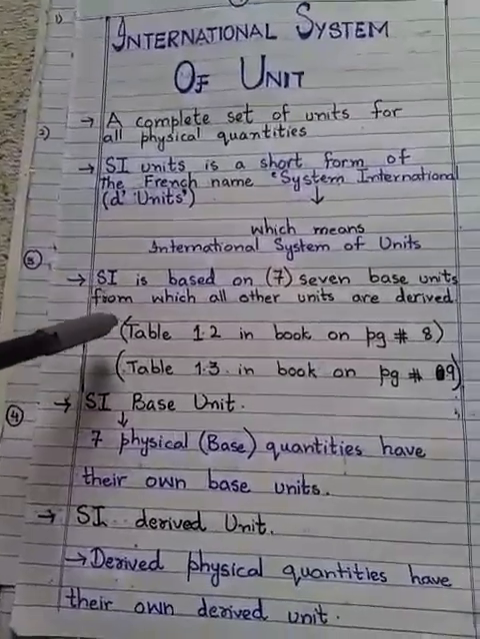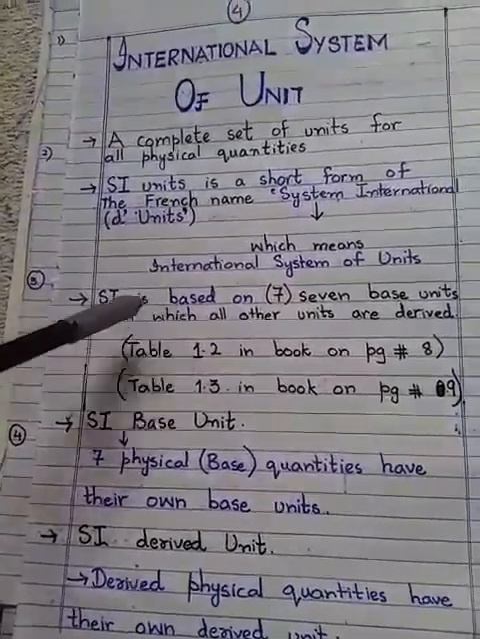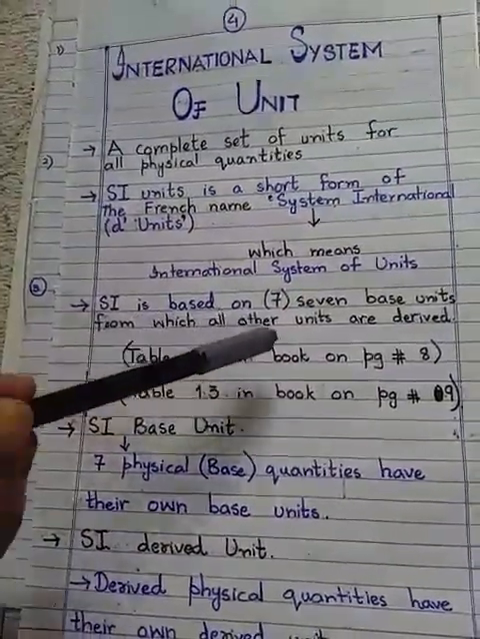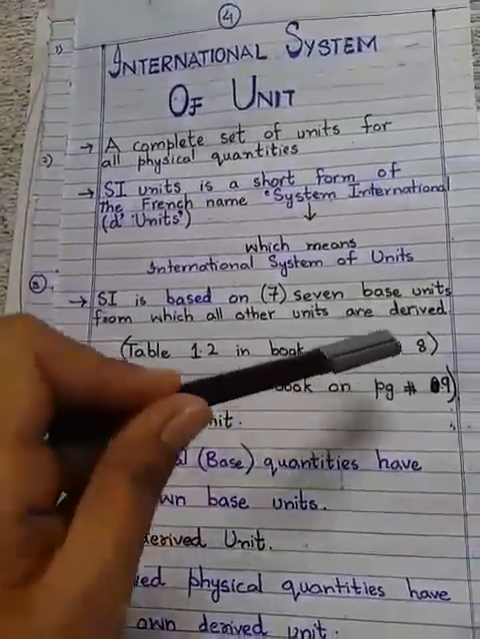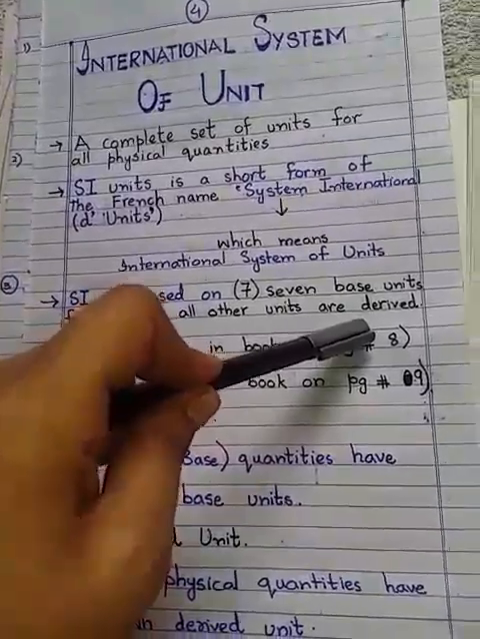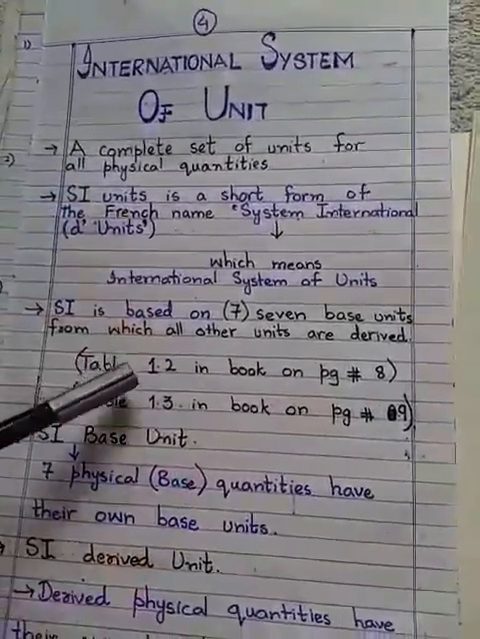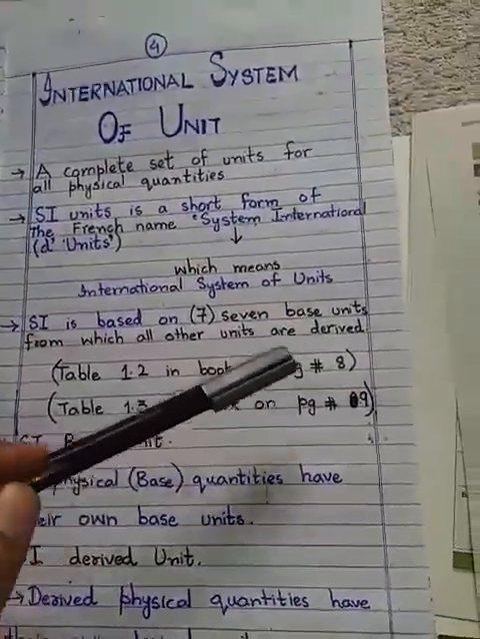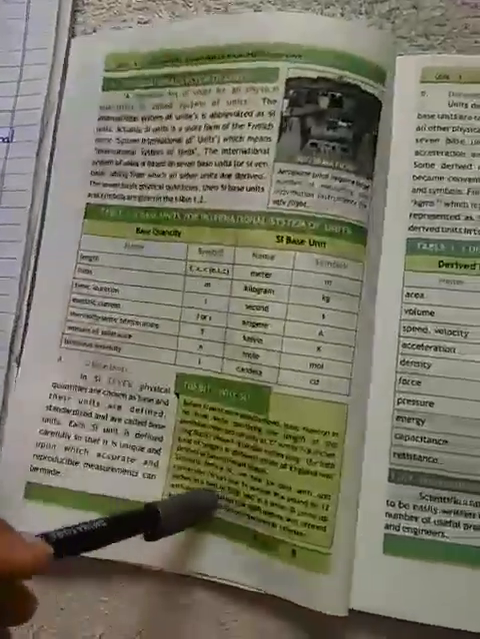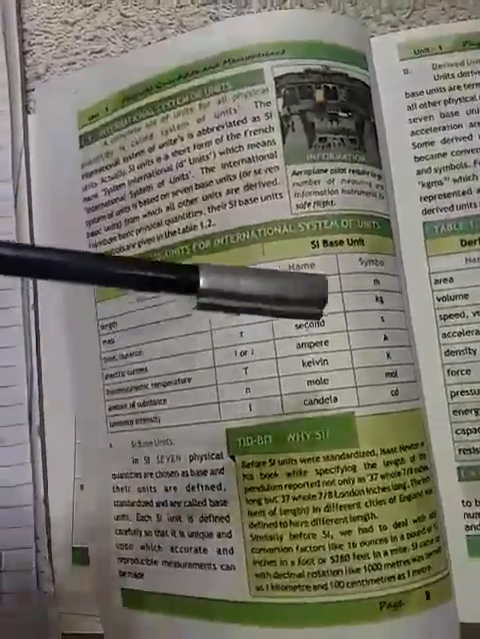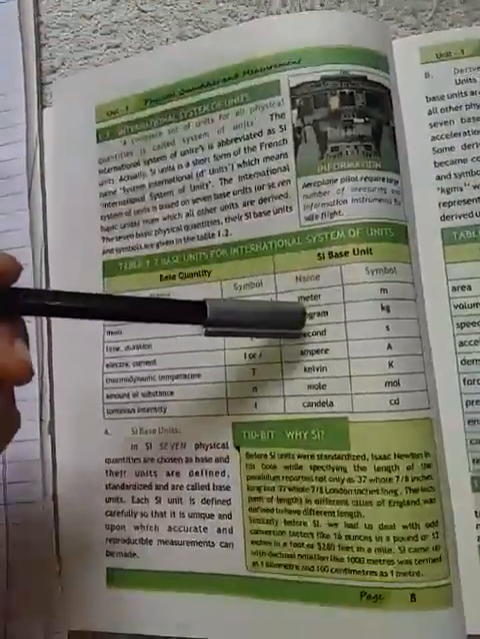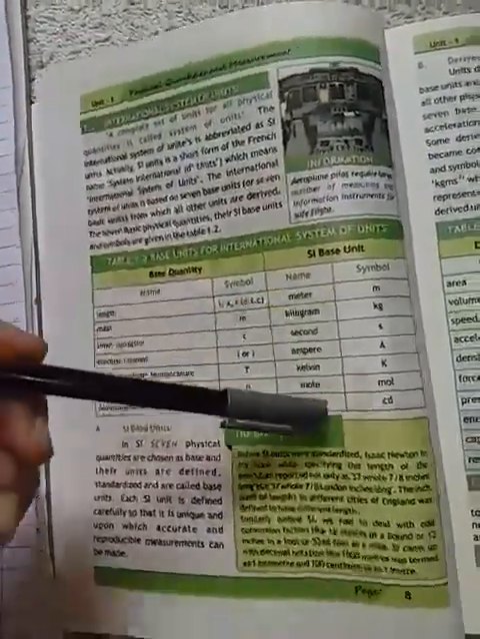The System International Unit, SI, is based on 7 base units from which all other units are derived. Table number 1.2 in your book on page number 8 is given, and as you can see, these are the 7 base physical quantities and these are the 7 SI base units.